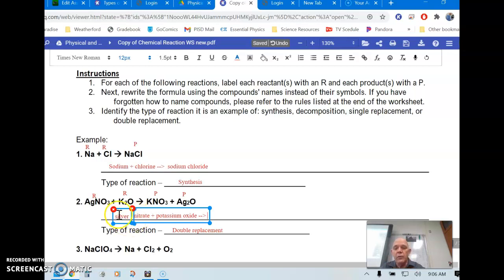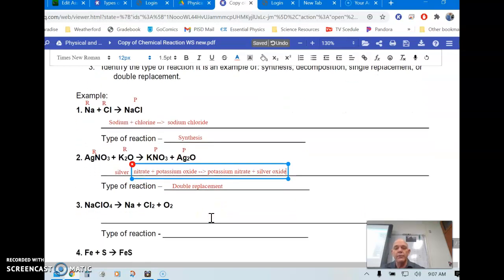Now, not only do the elements trade places, but basically the names trade places. So instead of silver nitrate, now we have K there, so it is going to be potassium nitrate plus silver oxide. Now, sometimes you may see these in parentheses, the numbers change, but basically the silver nitrate plus potassium oxide, the names are just going to trade places as well. It's going to be potassium nitrate instead of silver nitrate, and silver oxide instead of potassium oxide. So they just kind of swap their names.